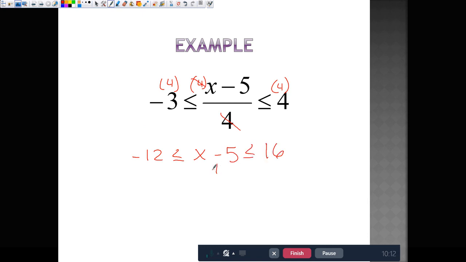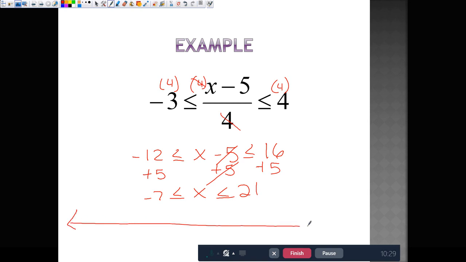I'd add 5 to both sides, or all sides. So then I'm going to get negative 7 is less than or equal to x, which is less than or equal to 21. Draw our number line. So negative 14, negative 7, 0, 7, 14, 21, 28. Going by 7s.